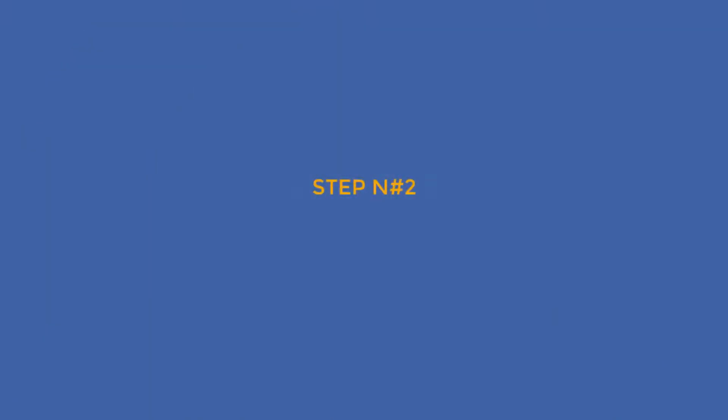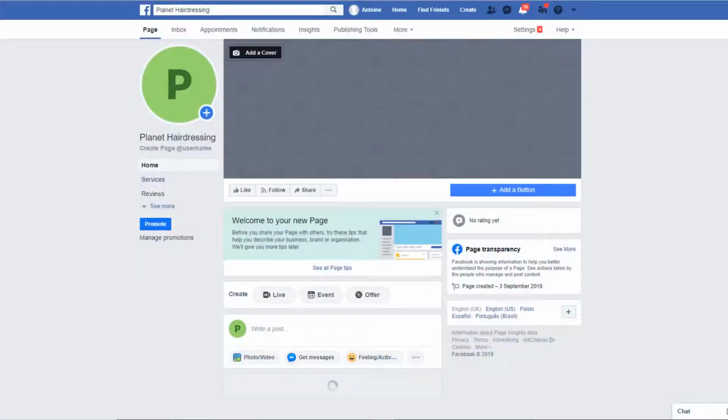Time to move on to step number 2, branding your page. The first thing we're going to do is add a profile picture to your page. Your profile picture will appear on every post or comment that you make across Facebook using your Facebook business page, so that's why it's a good idea to add your logo in there. The ideal size is currently 360 pixels by 360 pixels.